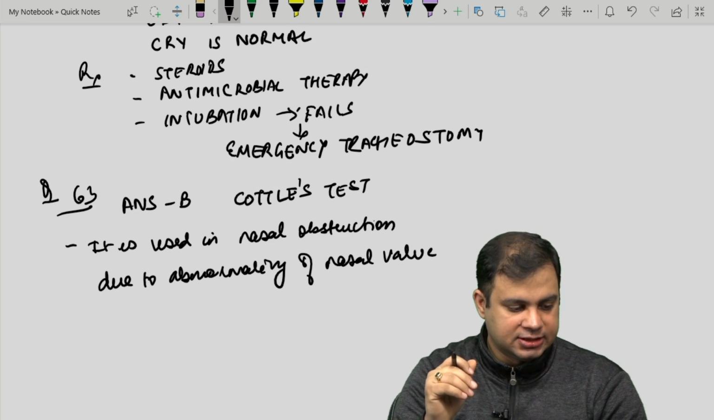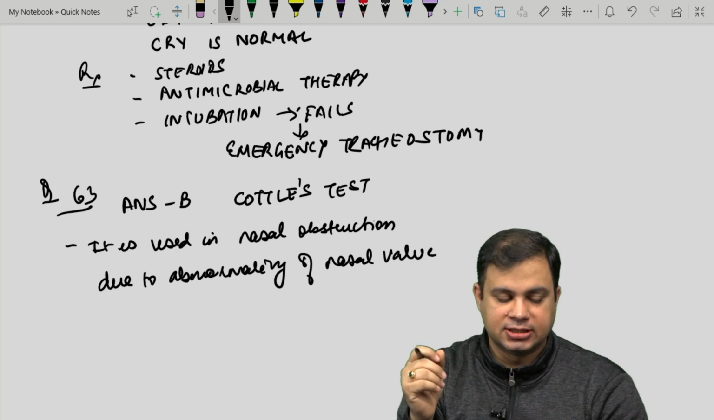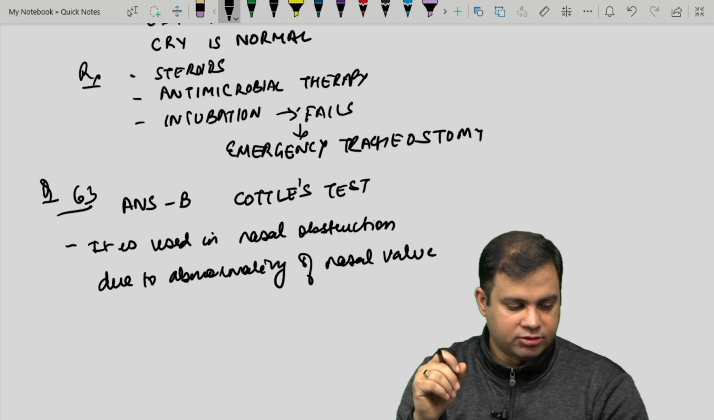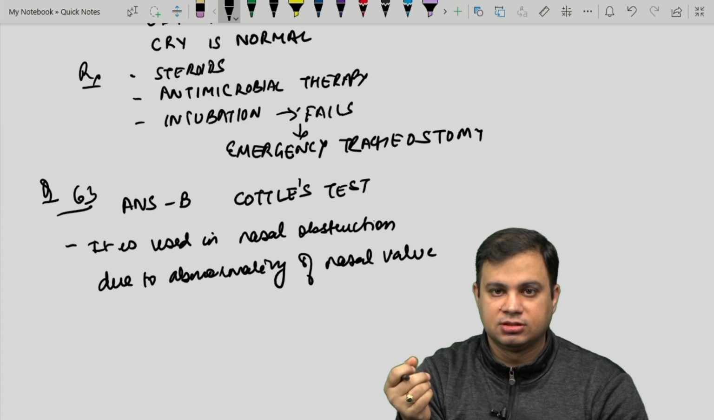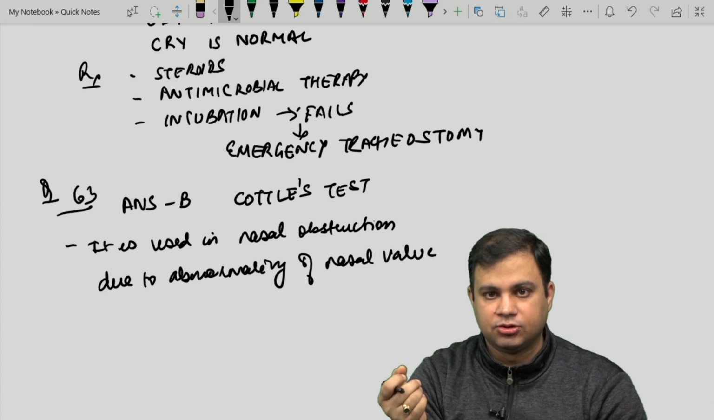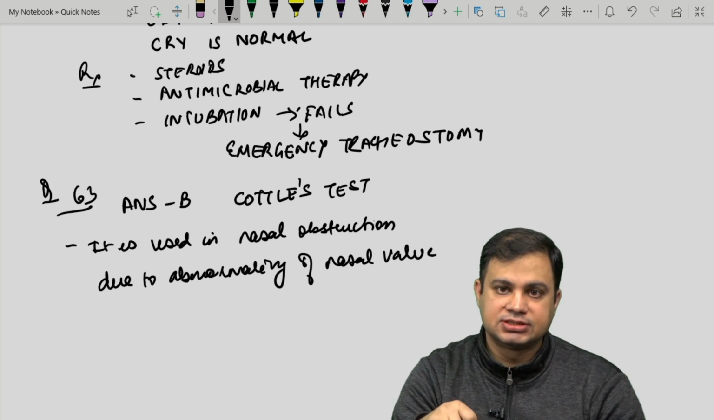Whereas if you see the other options, Epley's maneuver is a particle repositioning maneuver, done in benign paroxysmal positional vertigo. There is no such thing in ENT as Schwartz maneuver, whereas the Heimlich maneuver is done for obstruction of the airway due to any foreign body. So the answer over here is B, that is Cottle's test.